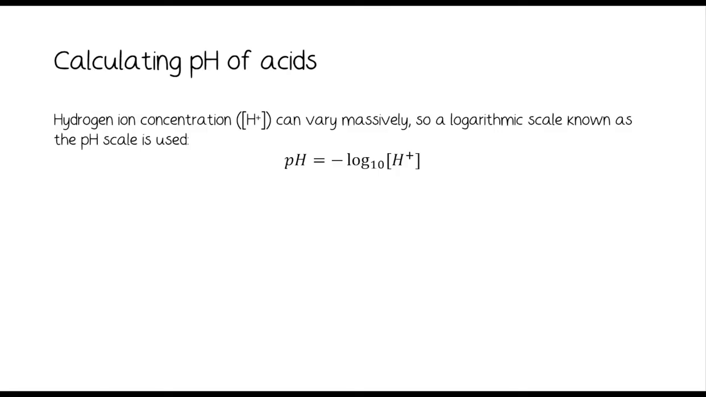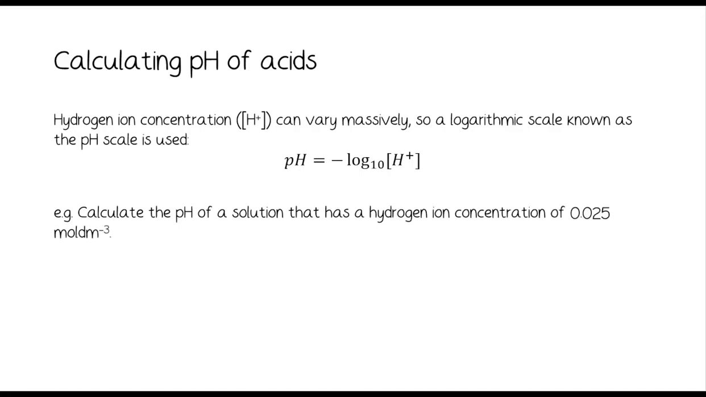The reason that there's a negative sign is because it just makes the number look nicer. If you put log to the base 10 of like 0.1 in, then the answer's negative. For example, a typical question might be something like, calculate the pH of a solution that has a hydrogen ion concentration of 0.025 moles per decimeter cubed. They've told you the hydrogen ion concentration, which is what you need to work out the pH, so you could stick that in your calculator and you get 1.6.